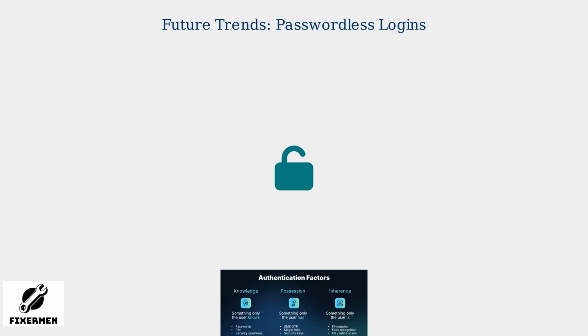Passkeys leverage possession and inherence for stronger security. Experts predict a 50% drop in authentication failures through adaptive security measures that incorporate AI and machine learning. Future developments may include blockchain-based decentralized logins and quantum-resistant encryption, phasing out traditional passwords entirely.